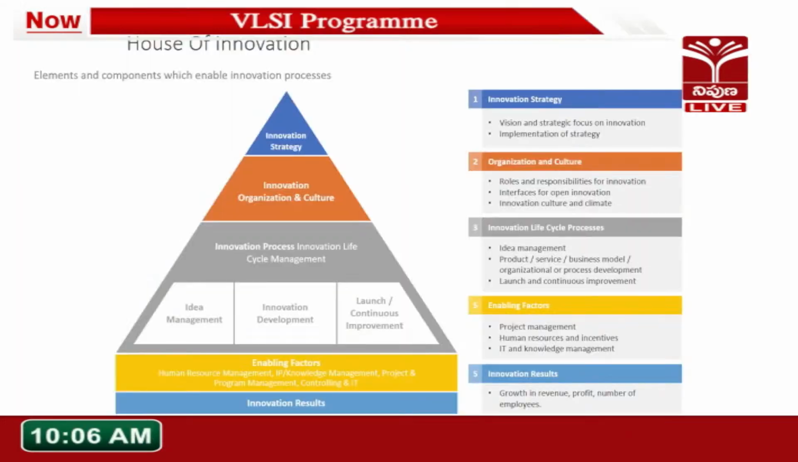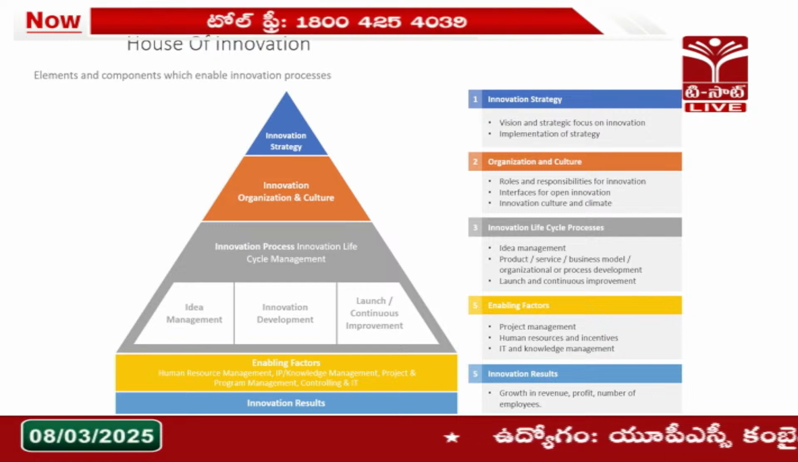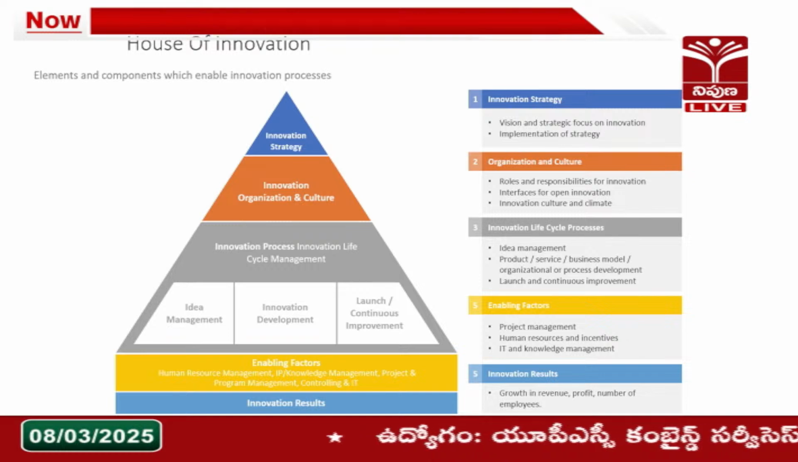So, let us see what is the house of innovation. Here if you see, it is like improving the strategy, then innovation organization and culture, different types of idea management, innovation development and continuous improvement. So, finally, the baseline is what the innovation results are. That part we need to see.